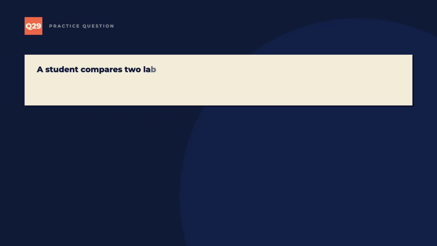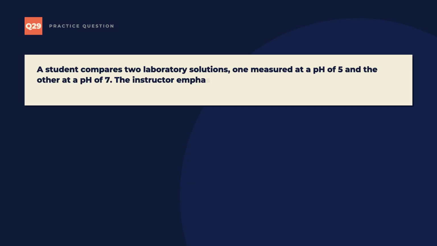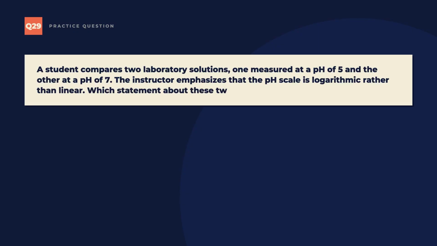Question 29. A student compares two laboratory solutions, one measured at a pH of 5 and the other at a pH of 7. The instructor emphasizes that the pH scale is logarithmic rather than linear. Which statement about these two solutions is accurate?